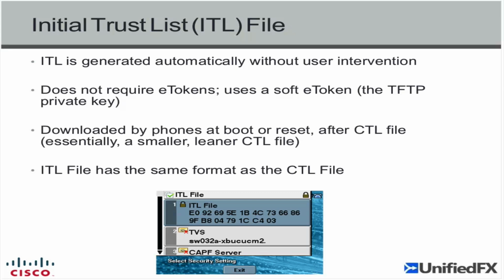The last point I would like to cover here is the ITL format. You can look at the format of the files. You can log into the CLI using SSH of a call manager server. And if you already have CAPF enabled and running, that is, you have security enabled, you can issue the command show ITL, and that would show you the ITL file and even tell you which e-tokens or soft e-tokens were used to sign the file.